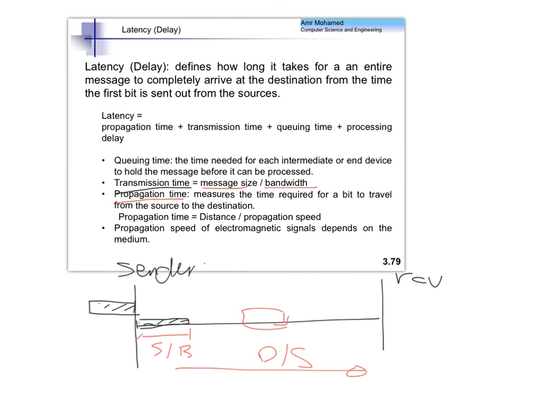Because it's not only a transmitter and a receiver and that's it. There are multiple nodes connected to each other. So the switch needs to take this frame and switch it to another line and so on. The router needs to do the same thing. So in processing this packet, there is a queuing delay.